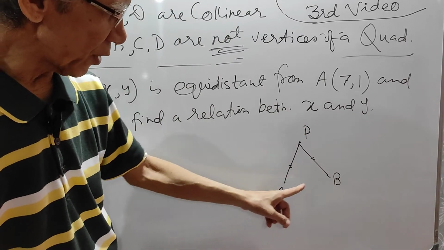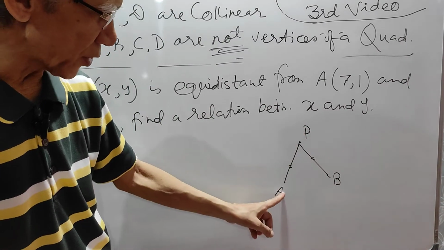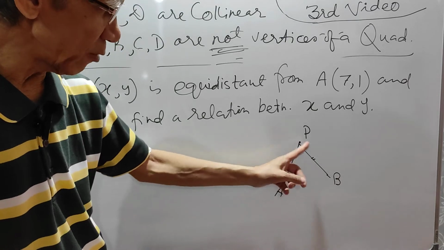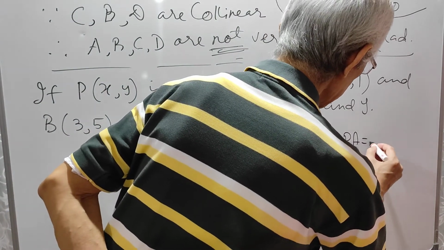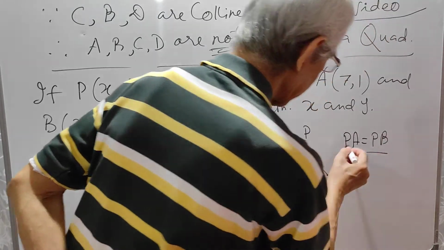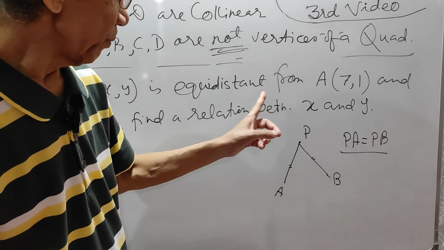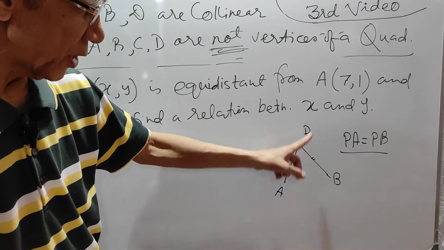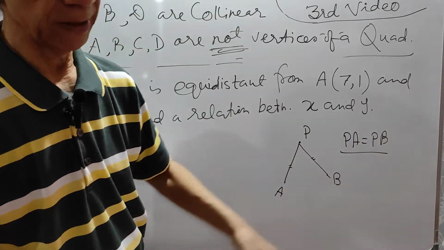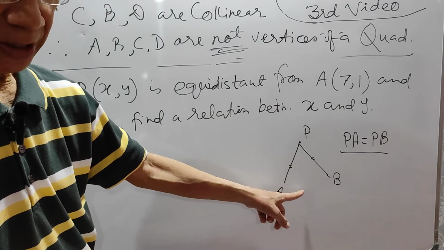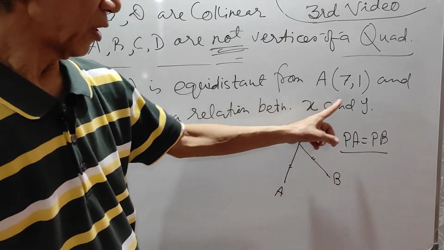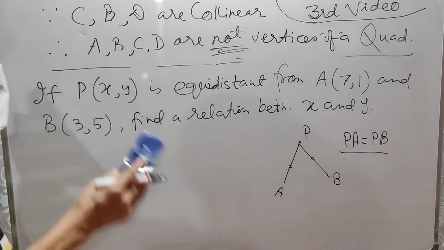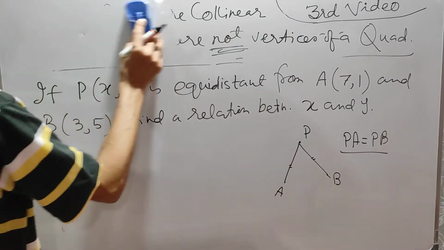P is equidistant from A and B. That means P is at equal distance from A and B. That means PA equal to PB. So that is what is given. PA equal to PB. This is given, and this is the picture. This is the diagram. All right. So now you have to find an equation containing x and y. Okay, let us see now.